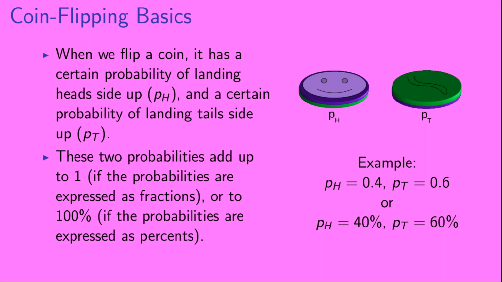These two probabilities add up to 1 if the probabilities are expressed as fractions, or to 100% if the probabilities are expressed as percents. So here we have an example where pH, the probability to come up heads, is 0.4 or 40%, and pt, the probability to come up tails, is 0.6 or 60%.